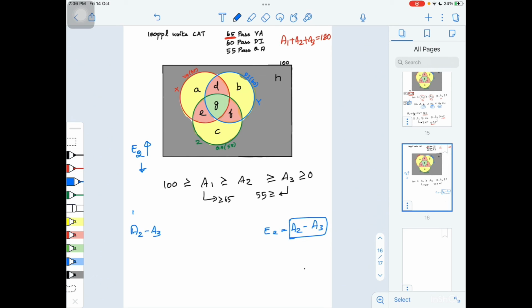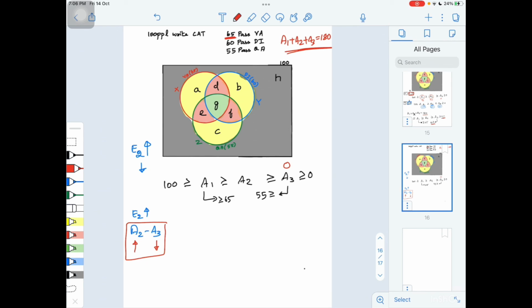Let's focus on one by one. So let's focus on increasing my exactly two region. I want to maximize my exactly two region. So what I need to do is increase my A2 to as high as possible and A3 to as minimum as possible. Only then will my exactly 2 be very, very high. So how much can I minimize this A3? I can make A3 0.